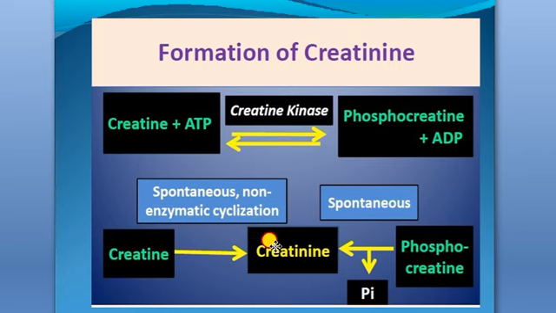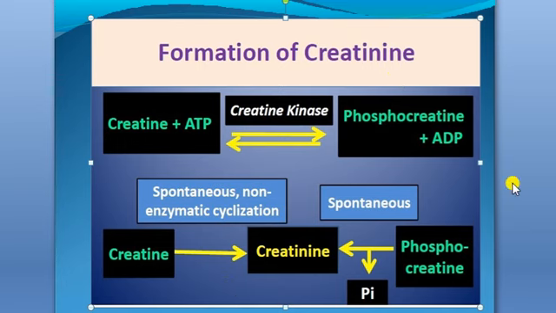So both are used to form the creatinine. Suppose we take creatine: it undergoes spontaneous, non-enzymatic cyclization. So the formation of creatinine is a spontaneous process. It is formed from creatine or creatine phosphate. If you take creatine phosphate, it can lose the phosphate and produce creatinine. If you take it from creatine, it is a spontaneous non-enzymatic cyclization. This is the formation of creatinine.